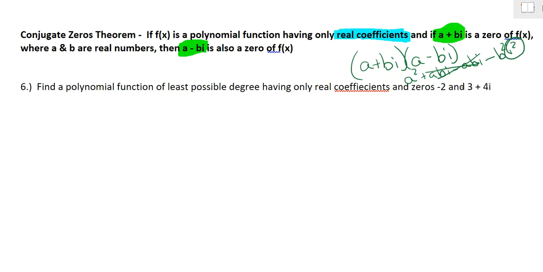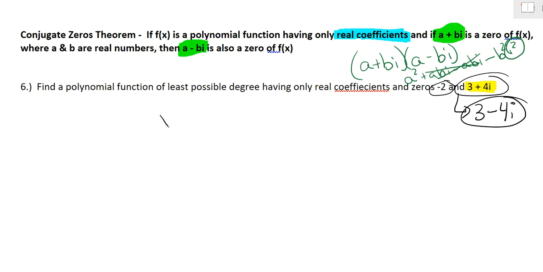So when we look at number 6, it says find a polynomial function of least possible degree, having only real coefficients and zeros of -2 and 3 plus 4i. Seeing this right here, this tells us right away that there is a conjugate imaginary number of 3 minus 4i for the 0. So we actually have 1, 2, 3 solutions.